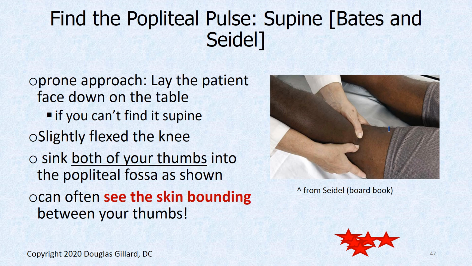This way works awesome. This is from Seidel, and Seidel is a chiropractic board reference book. And here's a chance where you get to use your thumbs. Right in the crack of the leg, push down the pads of your thumbs, but leave a little gap between. It's so easy to find the popliteal pulse like this. Sometimes not only can you feel it, you can see it with your eyes. You can see it throbbing right here. So it's a super easy way to find the popliteal pulse by flipping the patient face down and putting both thumbs in the popliteal crease.